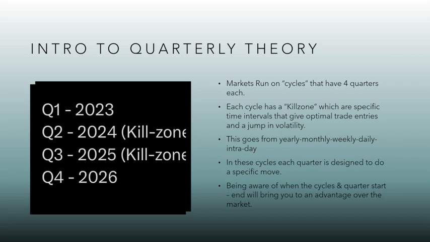You guys need to use time and price theory to your advantage so that you can understand what market makers, smart money, are doing. We want to understand what their goal is, and we want to understand the algorithm as well. Understanding this will give us an advantage over the market. Being aware of when the cycles and quarters start and end will bring you an advantage over the market, okay? So remember, we want to understand when it starts, and when it ends. We also want to understand each cycle that occurs on different time frames, okay?